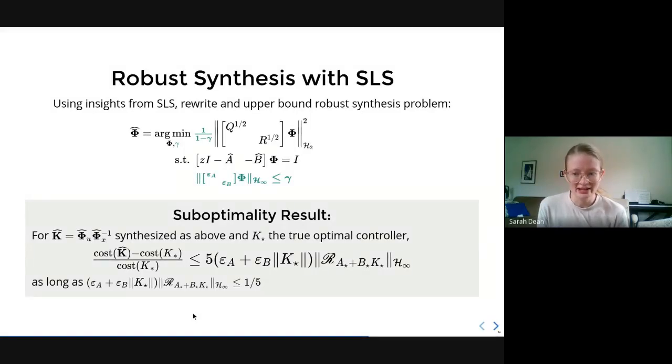So I'm ready to revisit our main result now. If there are any questions on the system level synthesis stuff, this might be a good time to take them, or I can power through.